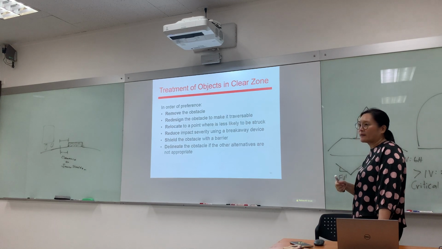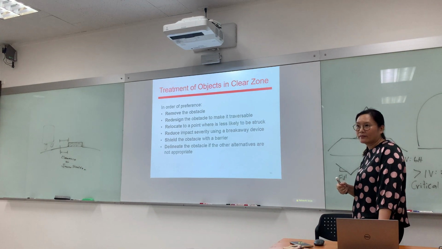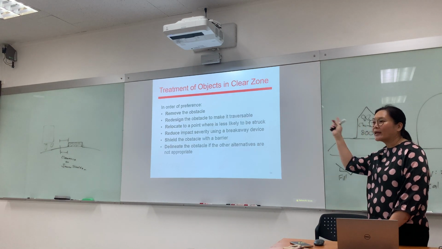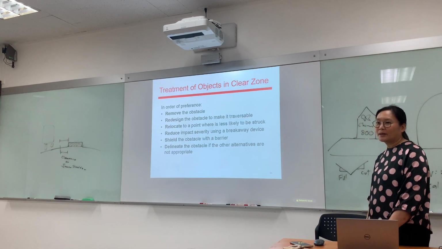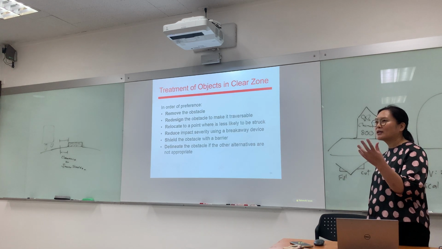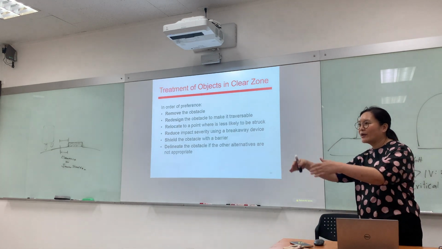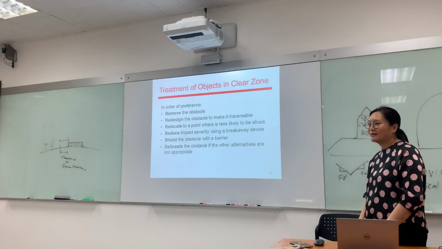4R, the first one: remove the obstacle. Remove it out. This is the best way. Just remove it. But do you think you can remove everything? No, right? As I mentioned, you have a big tree with a 7 color rope around it. You want to remove it?